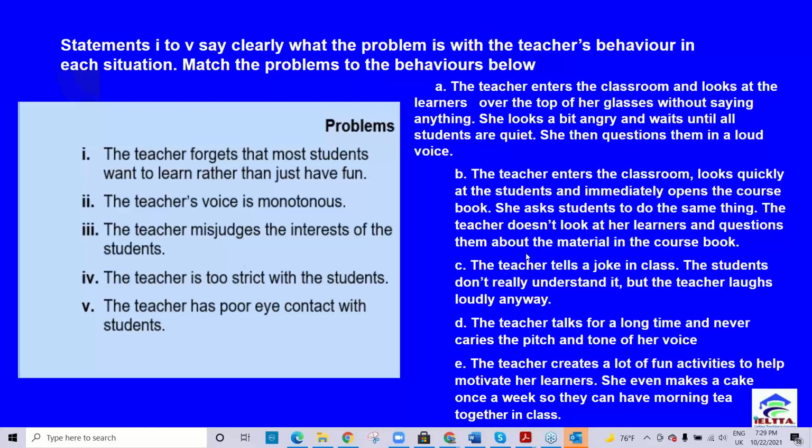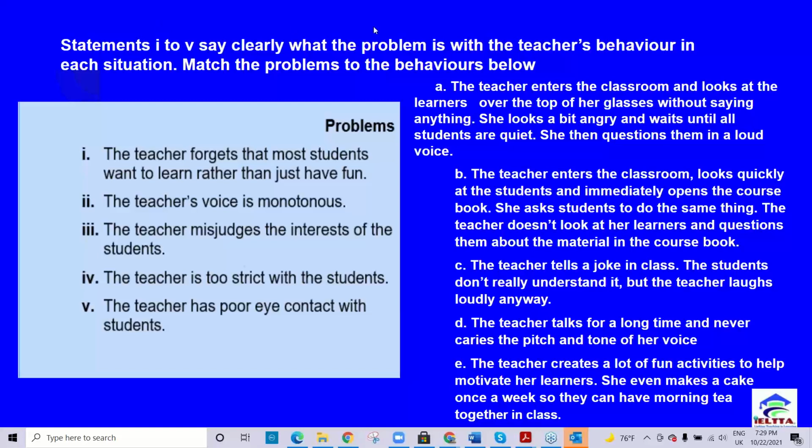For number one, the teacher forgets that most students want to learn rather than just to have fun. This will be attached to number E: the teacher creates a lot of fun activities to help motivate the learners, and she even makes a cake that we eat.